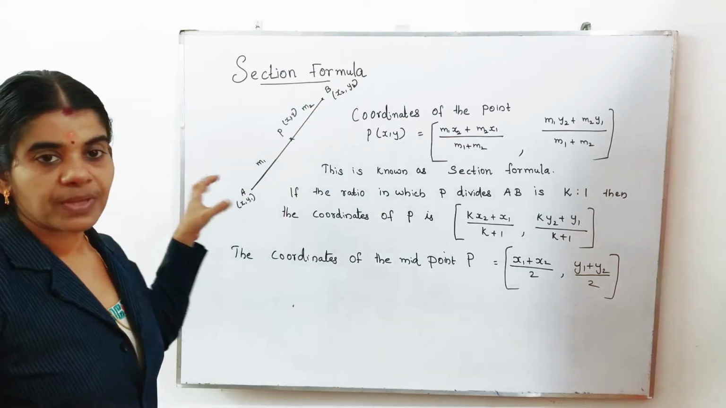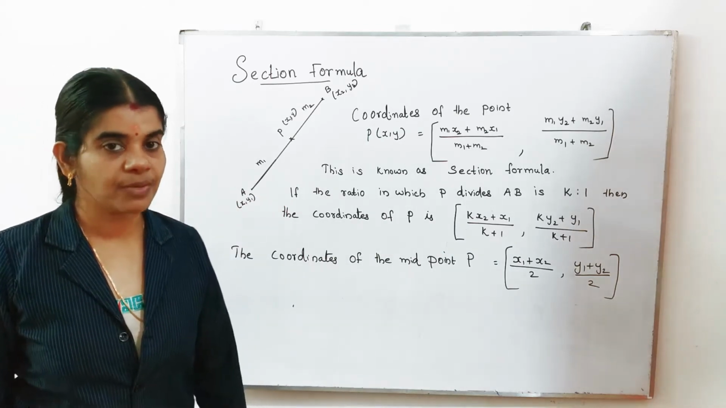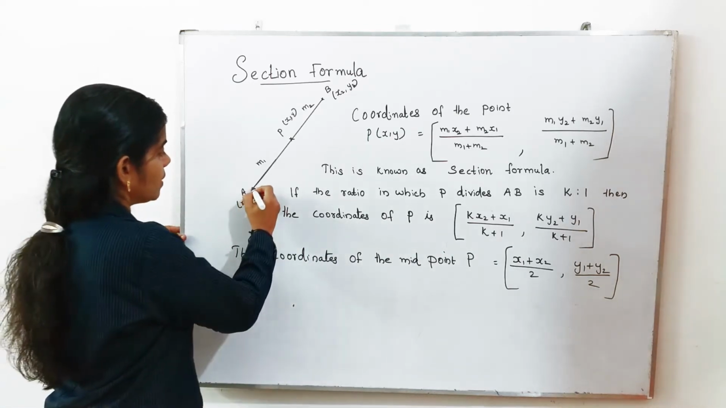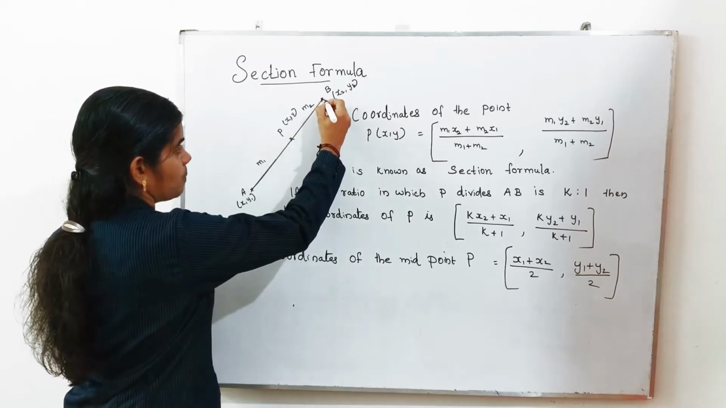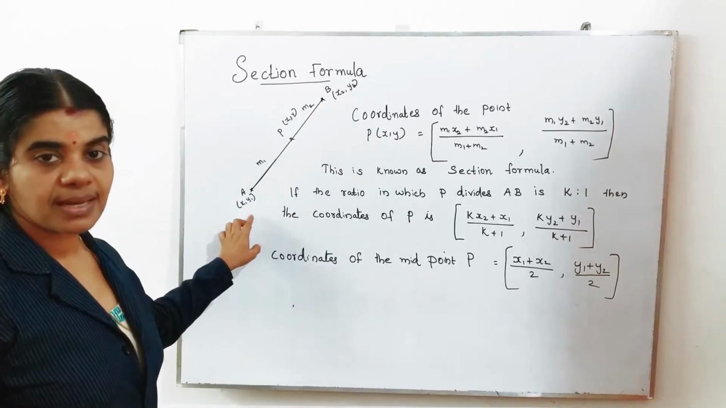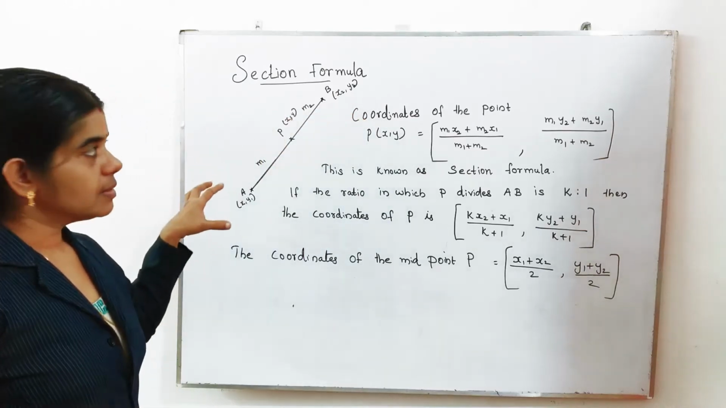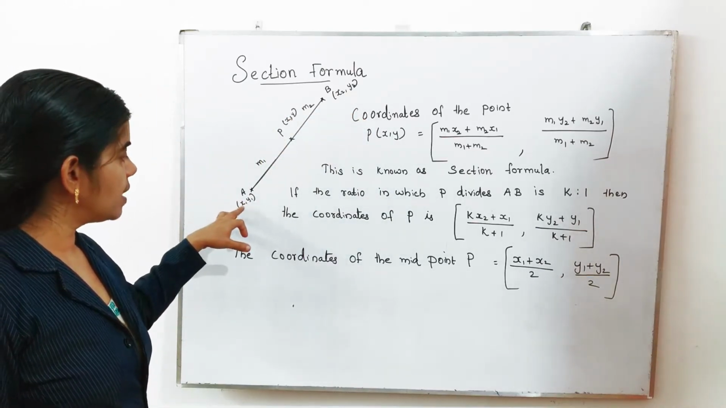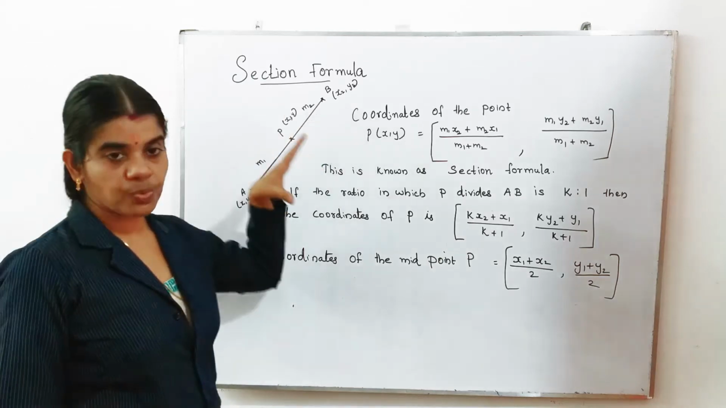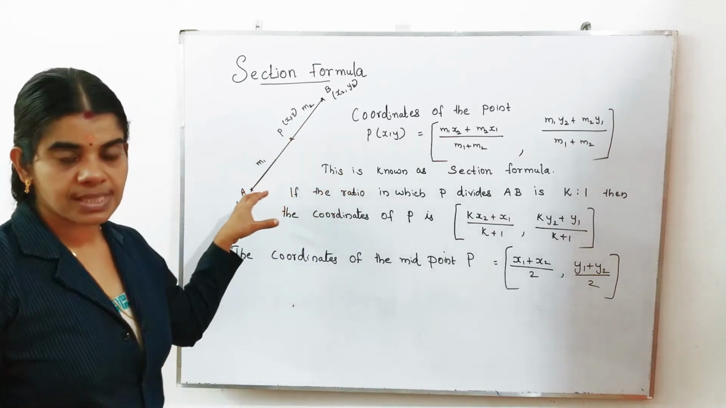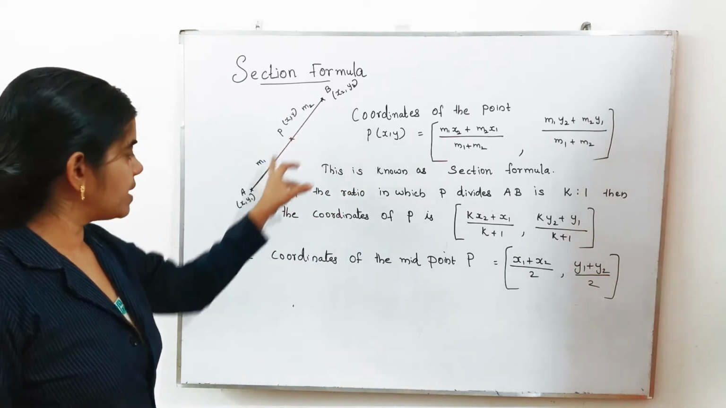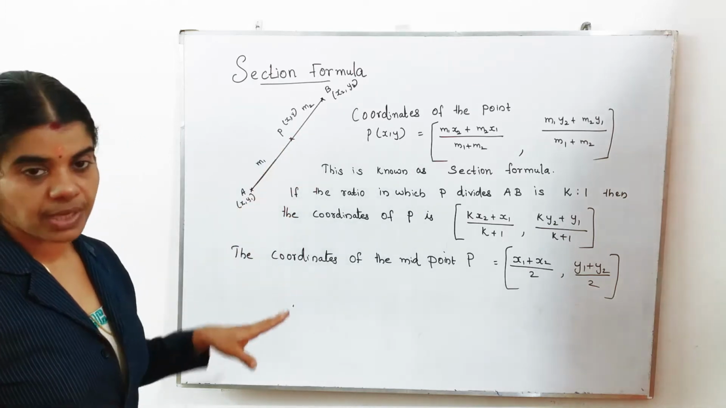What is the difference between the distance formula and the section formula? Just look. A and B are the two points. A's coordinates are x1, y1, and B is x2, y2. In the distance formula, we know only A (x1, y1) and B (x2, y2). Then we find the distance AB using (x2 minus x1) whole square plus (y2 minus y1) whole square.